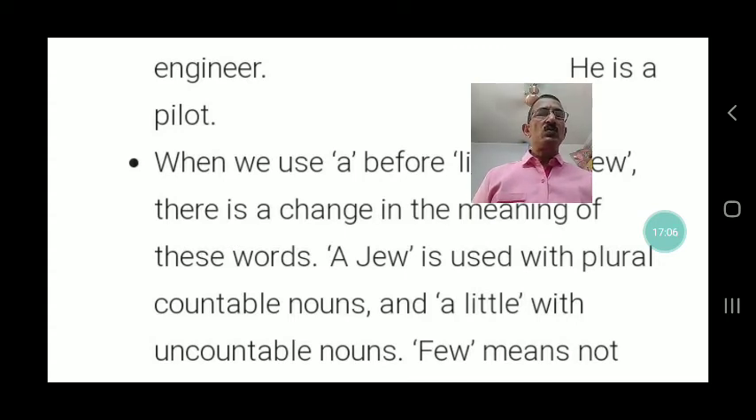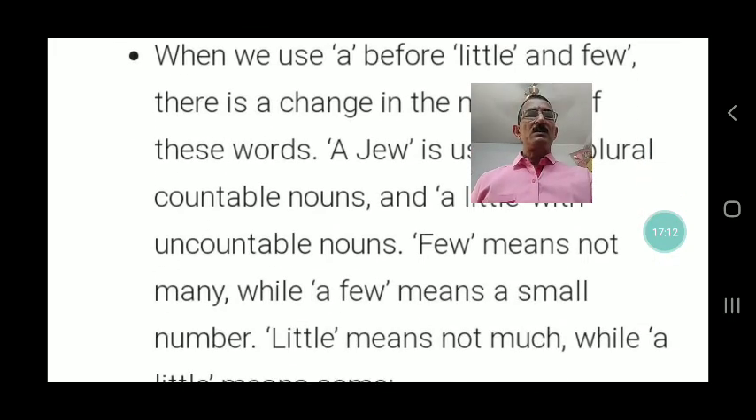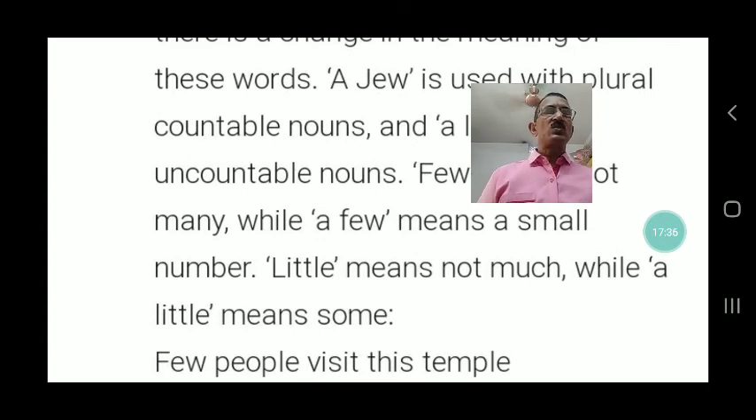When we use a before little and few, there is a change in the meaning of these words. Few is used with plural countable nouns and little with uncountable nouns. Few, what does it mean? It means not many, while a few means a small number of. So a few is used in a positive sense and few is used in a negative sense. Little means not much, while a little means some. So here it is the same thing as few and a few.